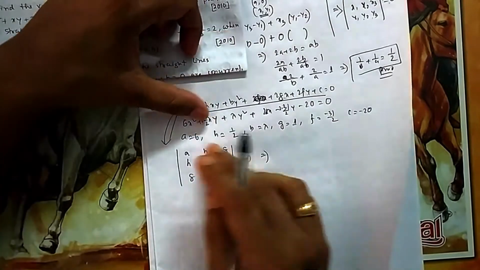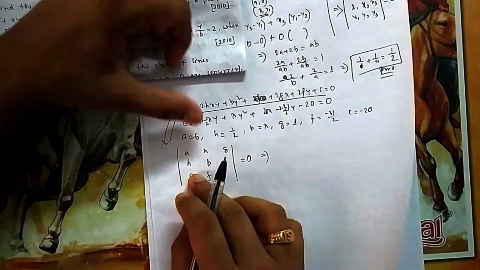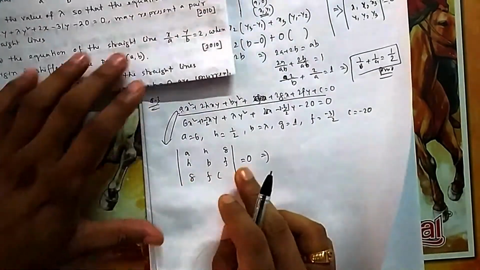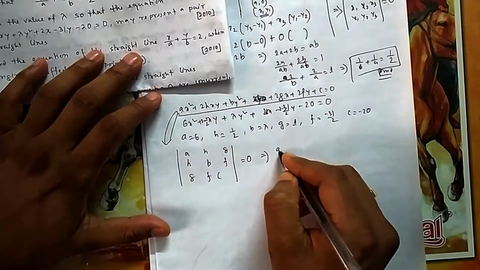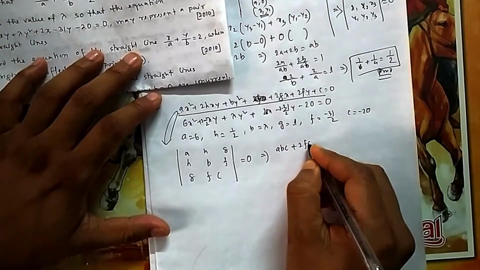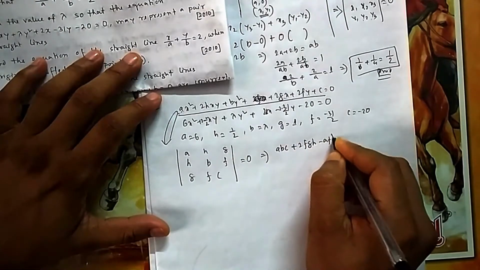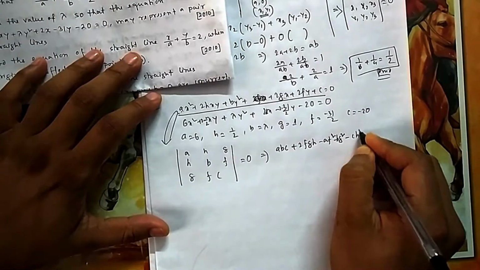Now you put all these things, 6, half, all these things there, and if you know how to open it, you open it. But suppose you don't know this, then there is a direct formula. If you open it, it becomes this. So in that case, if you don't know, you have to remember this: abc plus 2fgh minus af square minus bg square minus ch square, that is equal to 0.